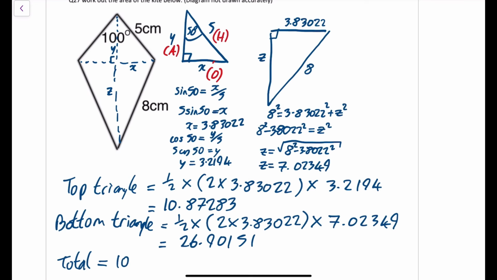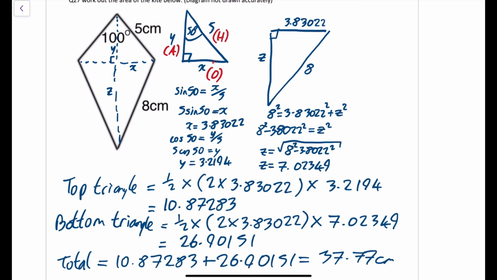So your total area is 10.87283 plus the 26.90151, which works out to be 37.77 centimeters squared, and I've given my answer to 2 decimal places.